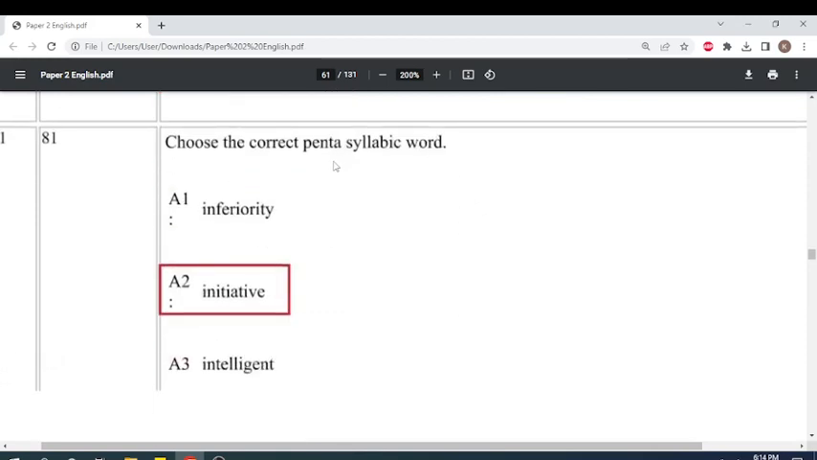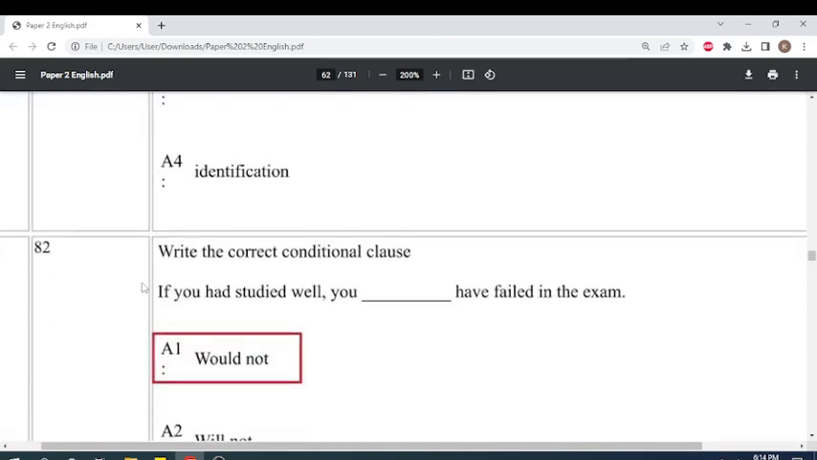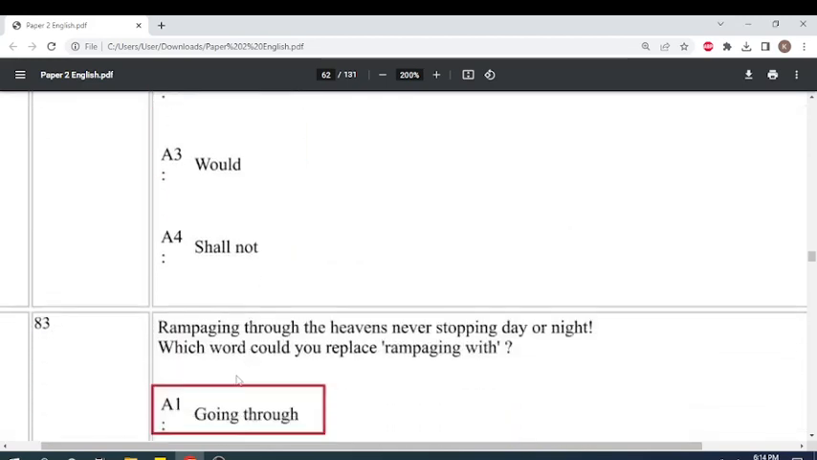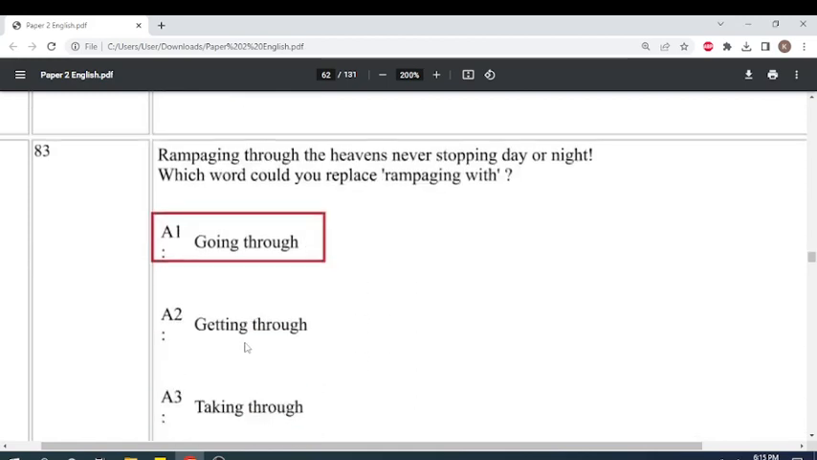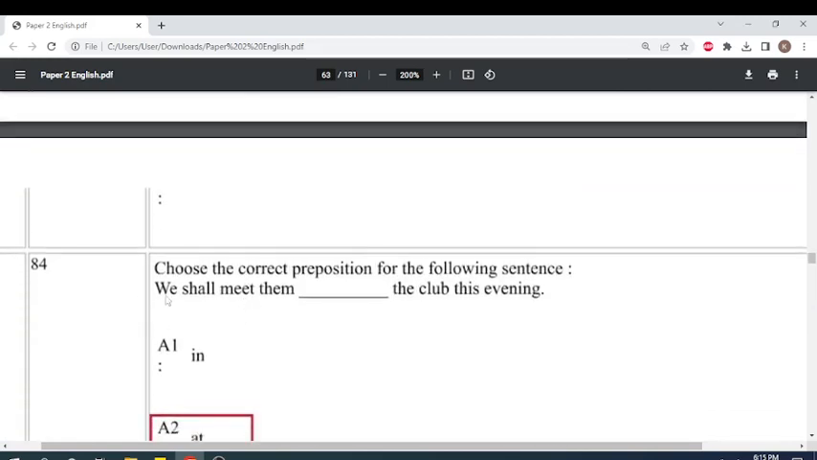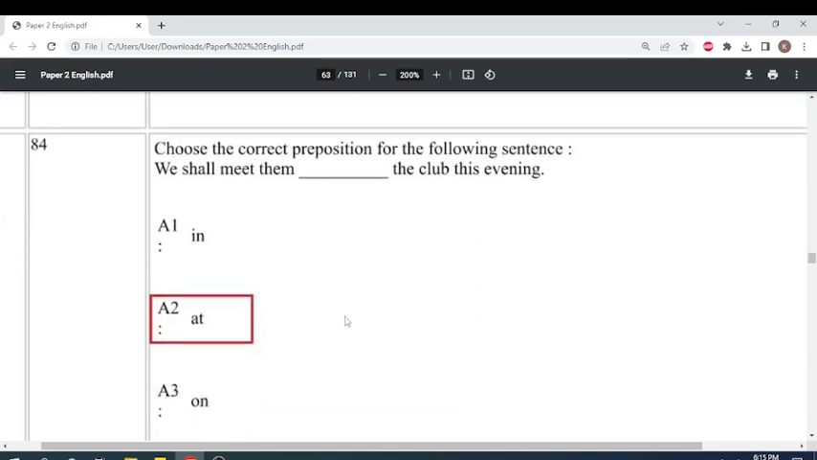81. Choose the correct pentasyllabic word. Answer: A2 initiative. 82. Write the correct conditional clause. If you had studied it well, you dash have failed in the exam. Would not. 83. Ramping through the heavens, never stopping day or night. Which word could you replace ramping with? Answer: A1 going through. 84. Choose the correct preposition for the following sentence. We shall meet them dash the club this evening. Answer: A2 at.